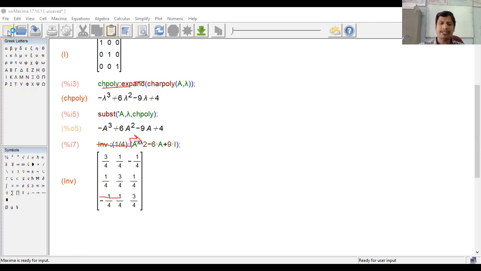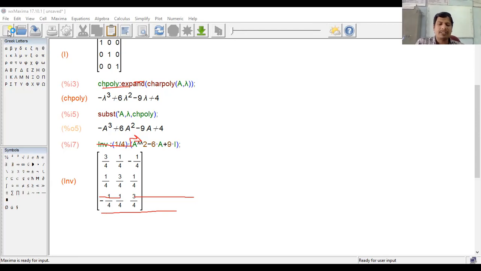Next, go to CHPOL, that is the characteristic polynomial, expand of characteristic polynomial of A, comma, lambda. This one line is important, you remember this one. After that, shift enter, and this is the result: lambda cube plus 18 lambda square minus 81 lambda plus 108.